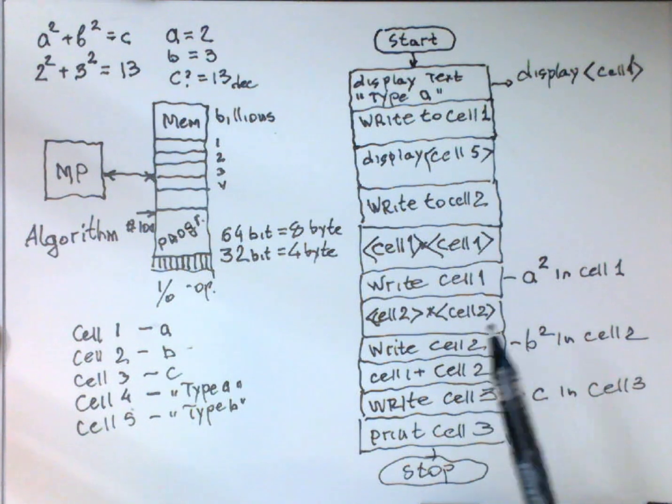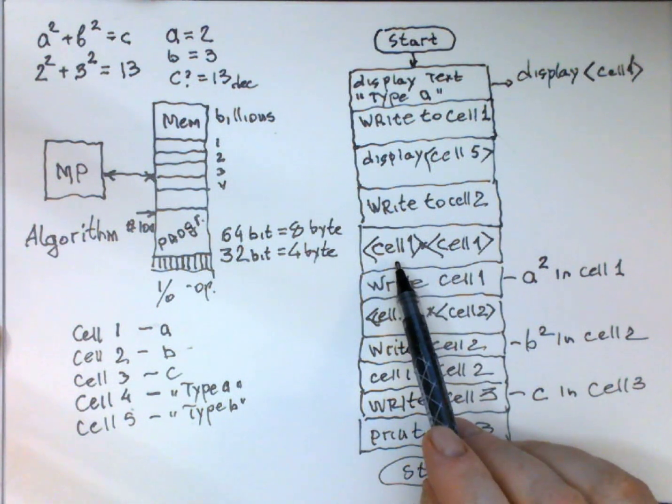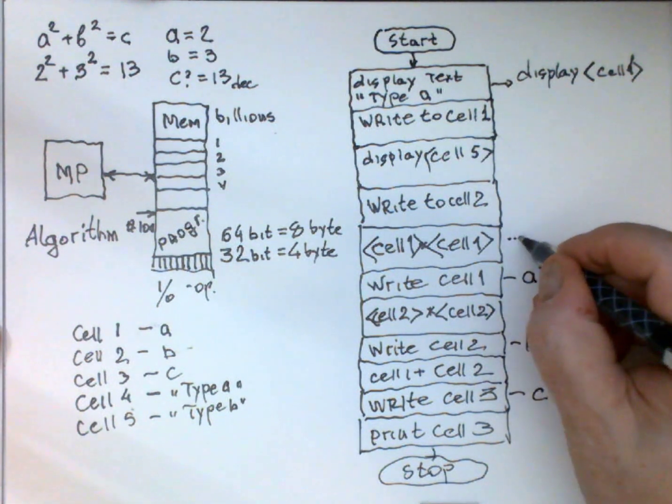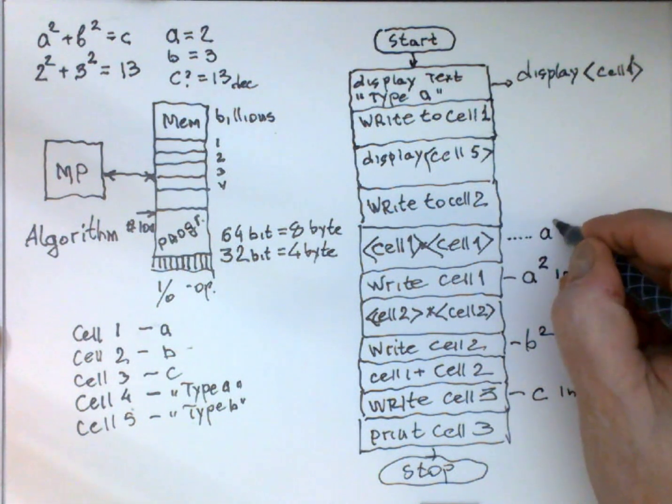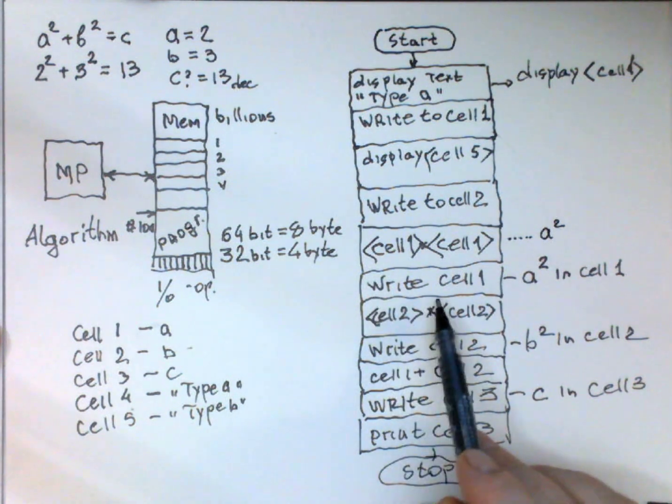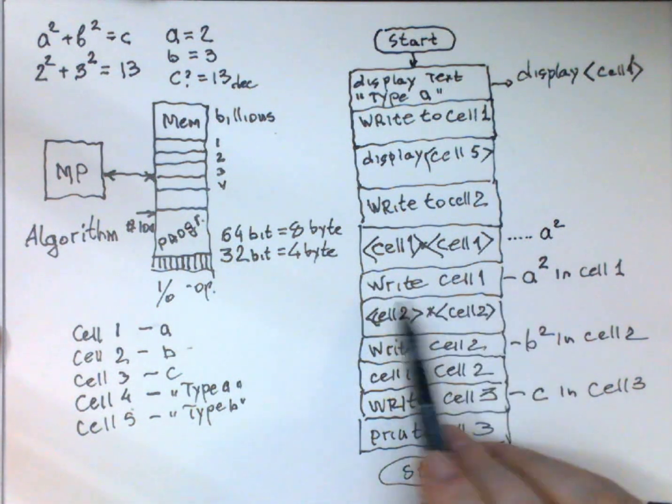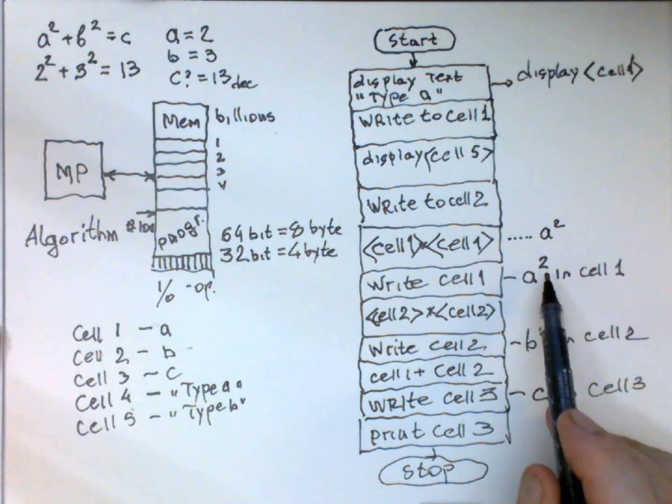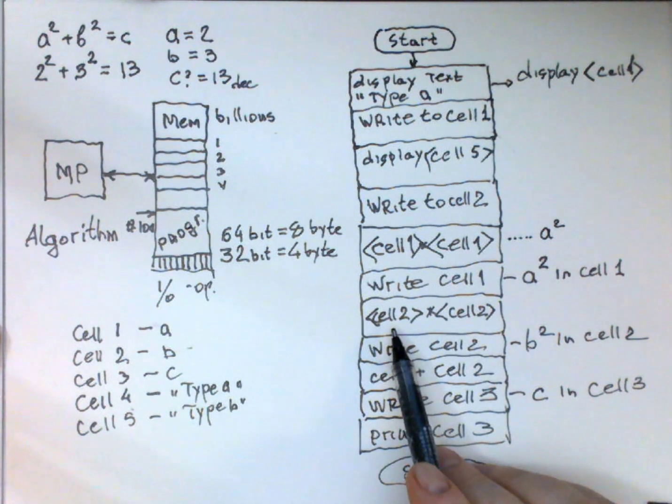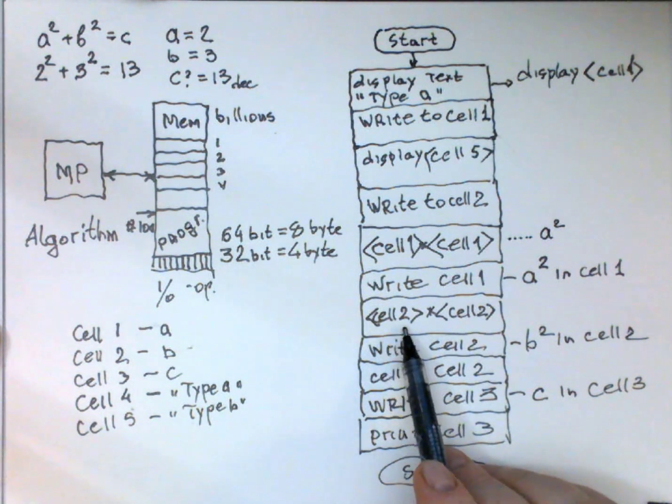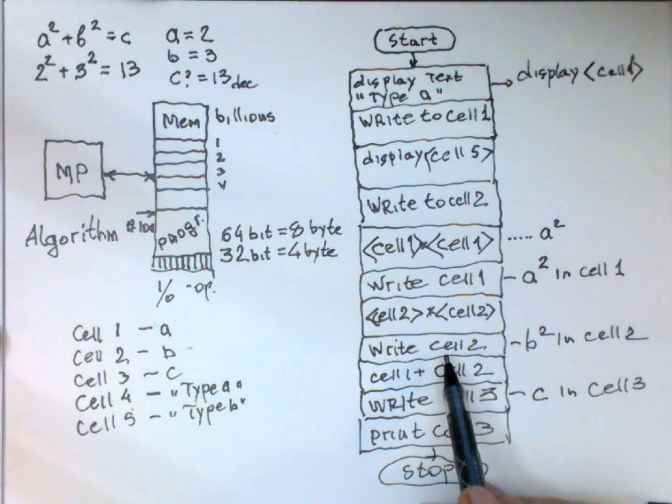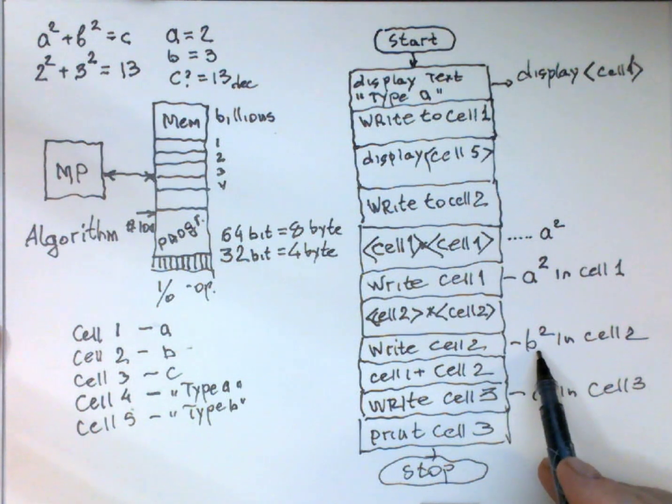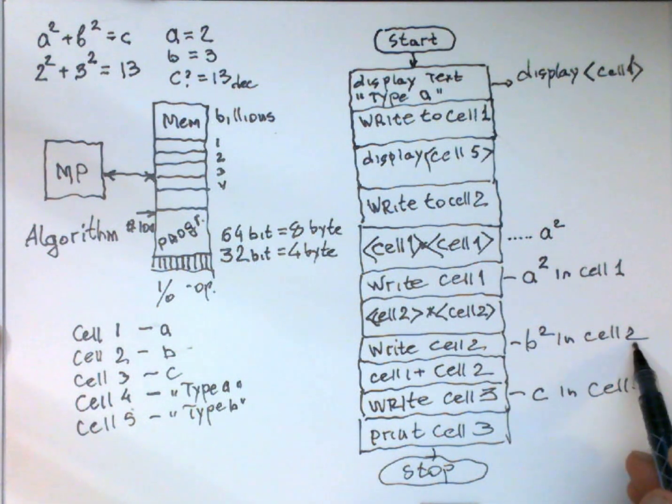To calculate A square, we need to take cell 1 and multiply it by cell 1. So that will be what is inside of the microprocessor. That will be A square. Then we need to write what we calculated back to cell A. Cell 1 is cell A, but now the value in cell A will be A square. Then we need to calculate B square. So we calculate cell 2 multiplied by cell 2, and write the result into cell number 2. I use cell number 2 to save the result B square.